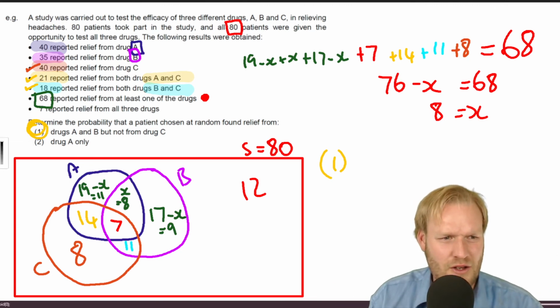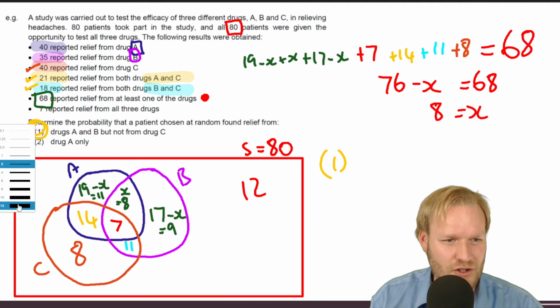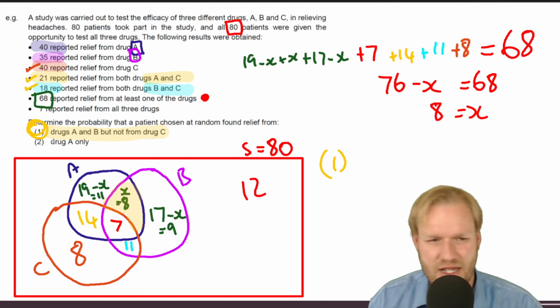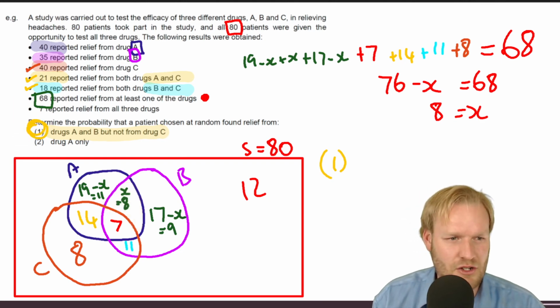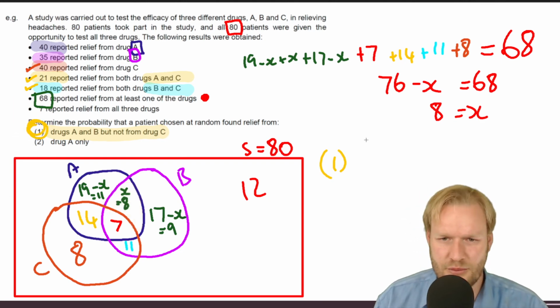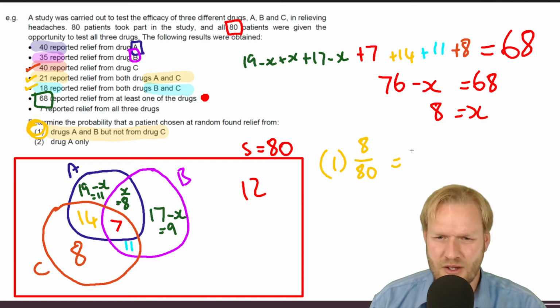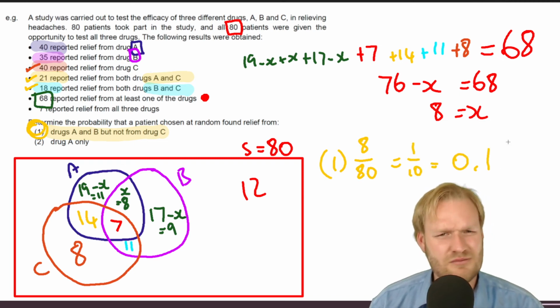So now we're looking, let's just get ready to highlight drugs A and B, but not C. So A and B, but not C. So it needs to be in both, but not including that 7. So in other words, it's just that 8 in the middle over there. So let's just write that down. So the probability then is 8 out of 80, because we're choosing just someone at random. So 8 out of 80, and that's 1 out of 10, or as a decimal, 0.1. Then you just write as a decimal to finish off.